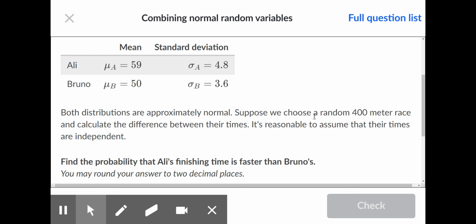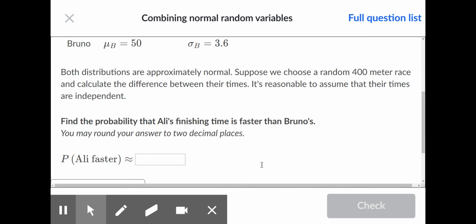Then we can use our normal CDF to calculate the probabilities. Suppose we choose a random 400-meter race and calculate the difference between their times. It's reasonable to assume that their times are independent. Now, this is huge. Without the statement that the times are independent, we cannot do this. So find the probability that Ali's finishing time is faster than Bruno's finishing time.